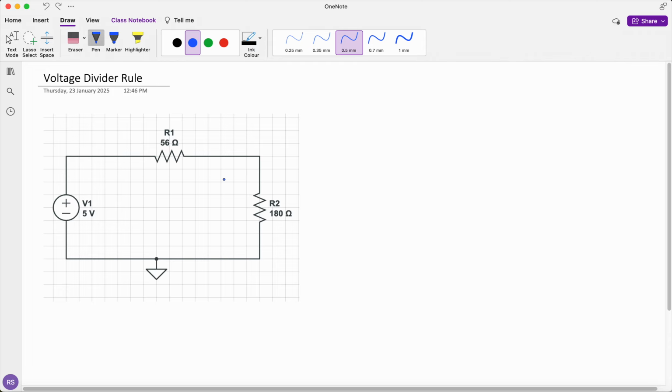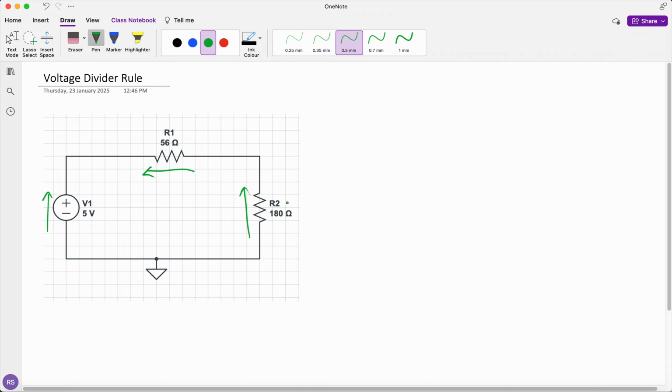In this case, this is a very simple circuit. What we have is a 5 volt source, and this 5 volts will be distributed across all the components in this closed loop circuit. Which means some voltage will be dropped across the 56 ohm resistor here, and some voltage will be dropped across the 180 ohm resistor here.